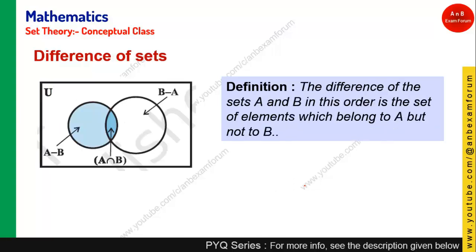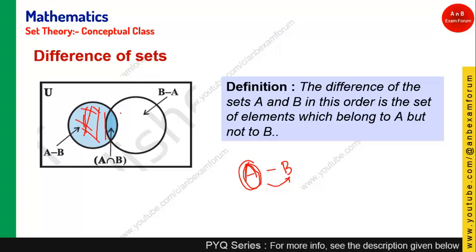Coming to the difference of sets, we have already seen that the total is A union B, and difference means what? Actually it depends. If you have A minus B, what does this mean? What are the elements which are present in A but not in B? So it also excludes all those elements which are common to both. Like if you say A minus B, it includes only this portion. This intersection portion will not be there. Basically it is the difference of sets.